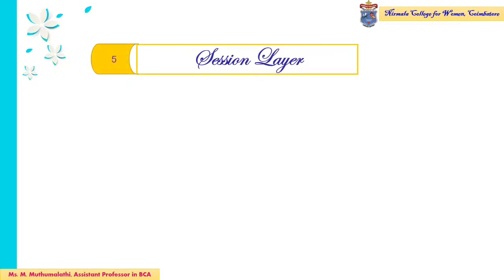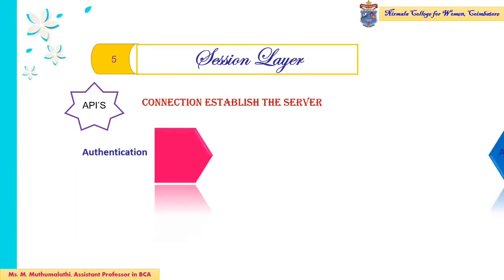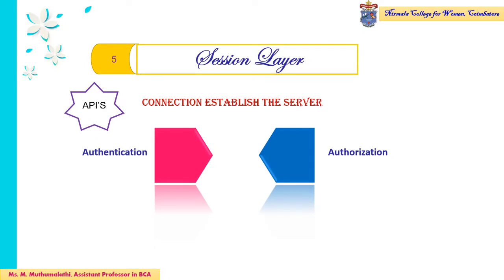Session layer. It has a helper protocol, that is API. API is the application programming interface protocol. API allows computers to communicate with each other. Then the connection is established for the user using authentication and authorization. Authentication defines who you are, for example, username and password. If the username and password are correct, at that time the connection will be established between the computer and the server.